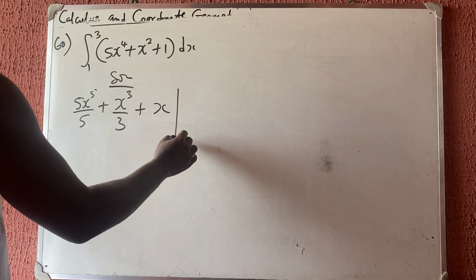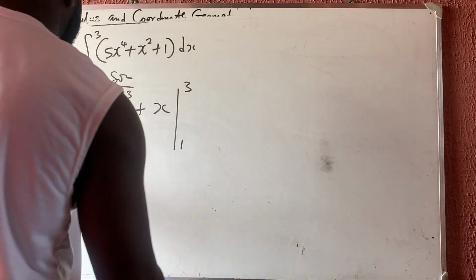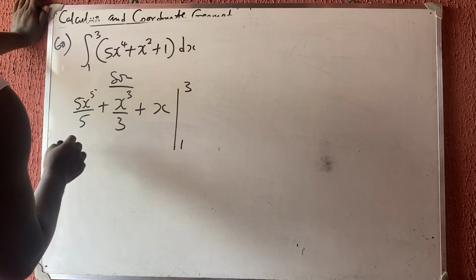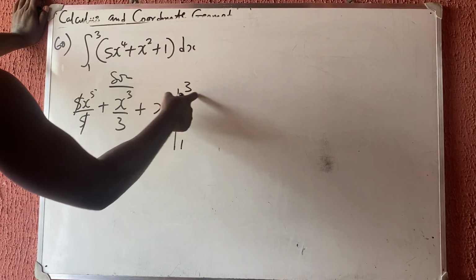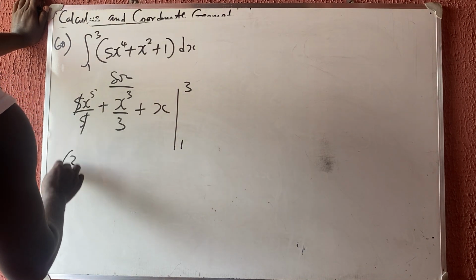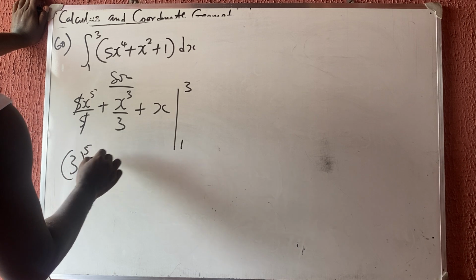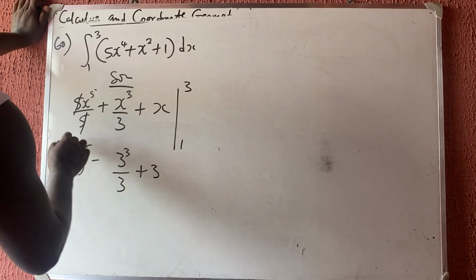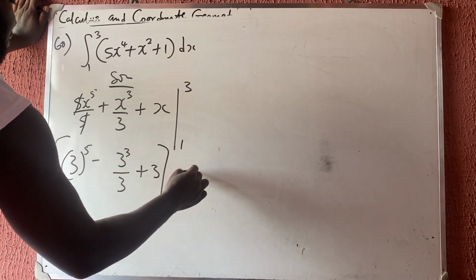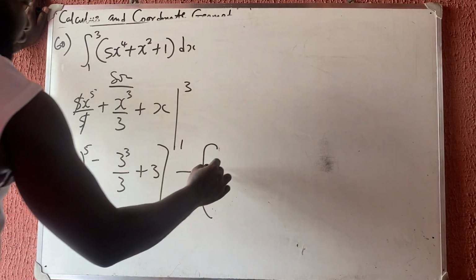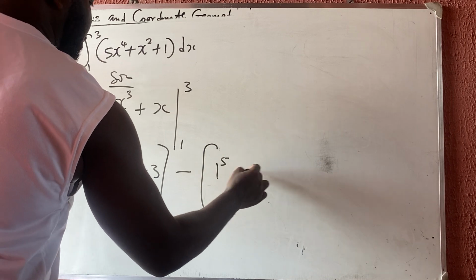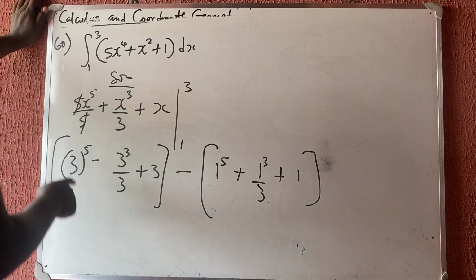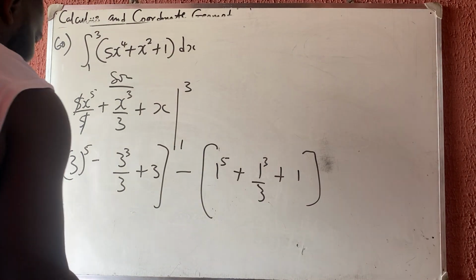Then they now say that is from 1 to 3. So doing this, I'm going to substitute 3, then substitute 1. So if I substitute 3, I'm going to have 3 raised to power 5 minus 3 raised to power 3 over 3, then plus 3. Everybody here is subtracting when you substitute 1. That is 1 raised to power 5 plus 1 raised to power 3 over 3 plus 1.